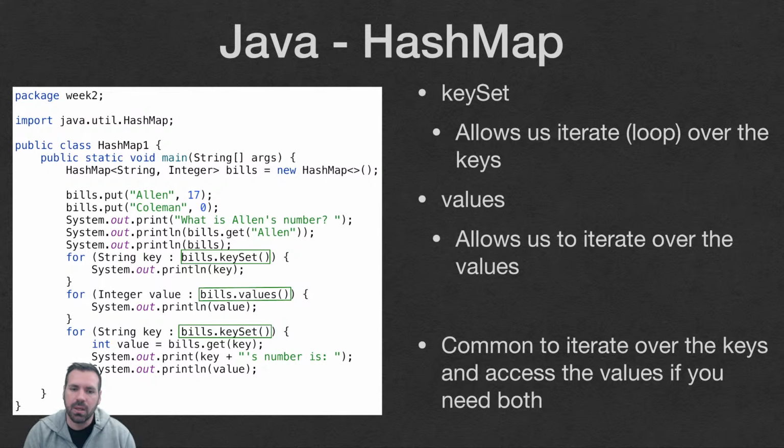Okay. So key set is going to iterate over the keys. Values is going to iterate over the values. And like I said, the hash map is not going to preserve order for you. So these loops might not iterate over these key value pairs in the order that I add them. And in fact, in this example, it will not. It will go Coleman then Allen. It happens to be reverse order.